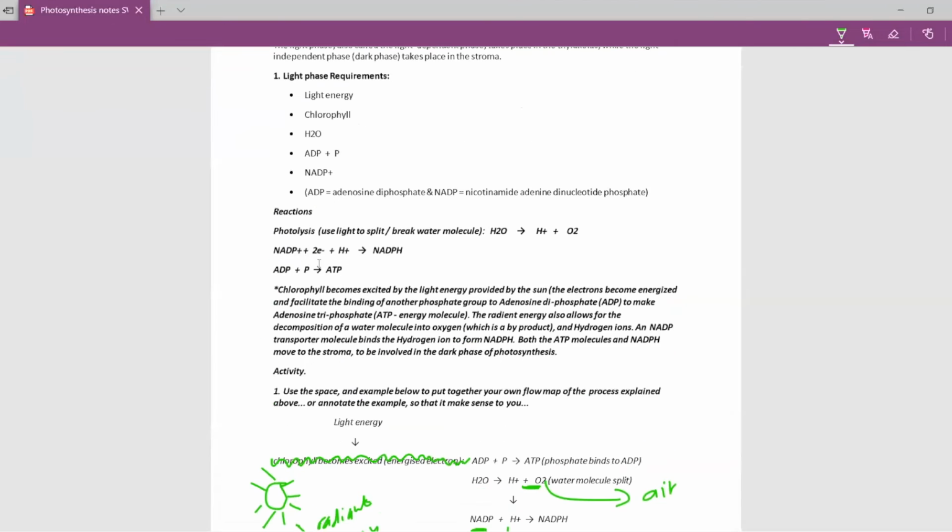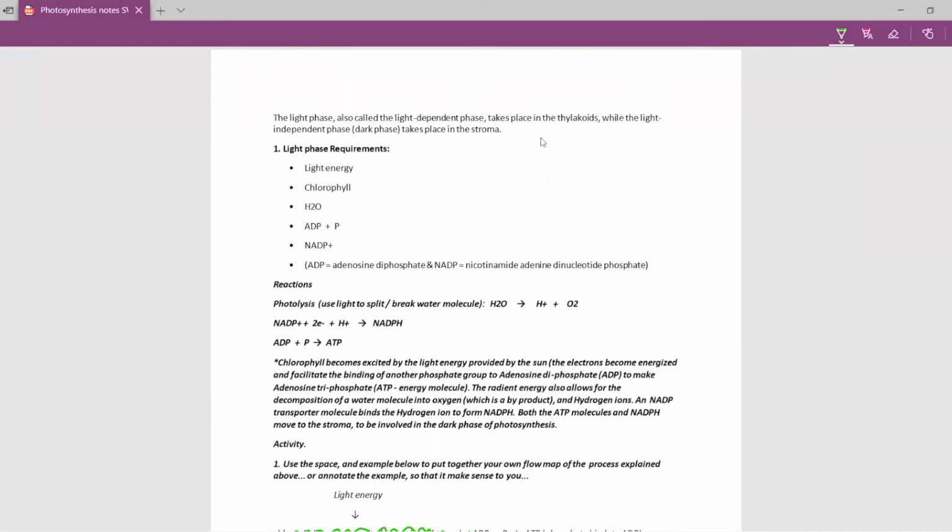The light phase takes place in the granum. It takes place in the granum, which is the thylakoid, right? The thylakoid is a membrane that holds all the granum together. So this membrane here, that's a thylakoid.